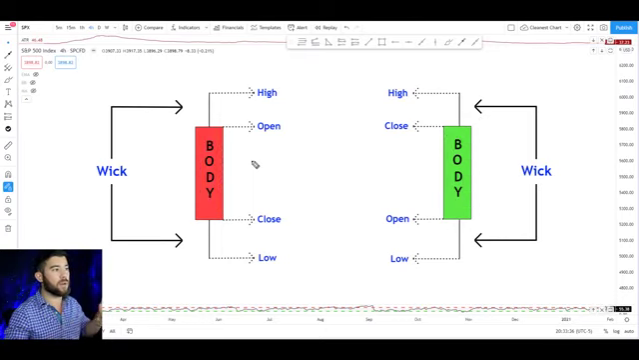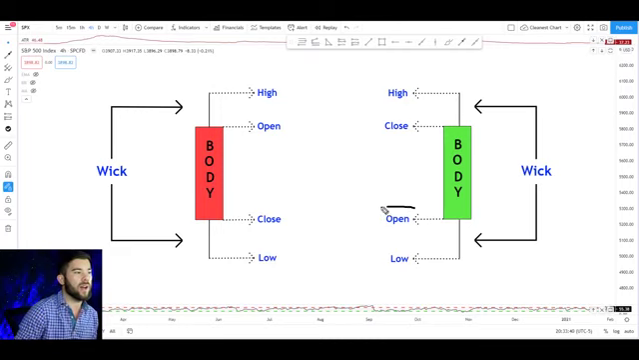To make this really simple, let me go ahead and explain the open, high, low, and close. The open of a candle is where it opened during that 5-minute period. So let's say that the beginning of our candle is at 12 o'clock.